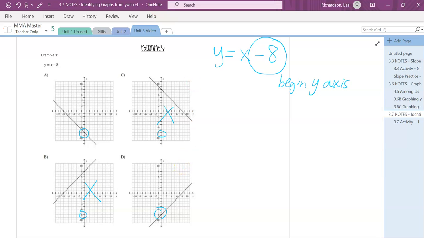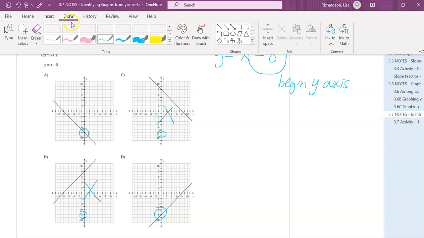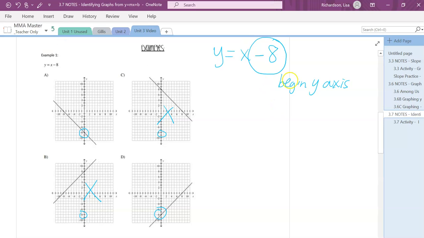So then you're going to go and you're going to look at the slope. And as you recall, slope is always the number in front of x. Oh, whoa, whoa, whoa. What would be the number in front of x here? Well, it is a 1, okay?